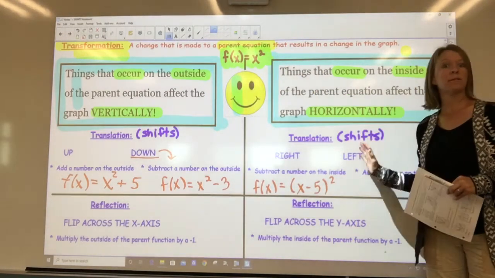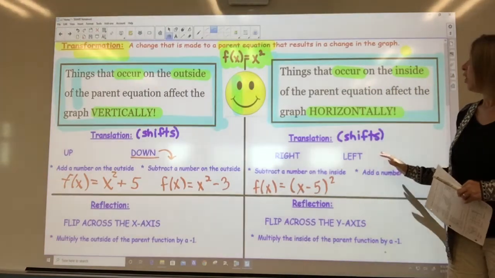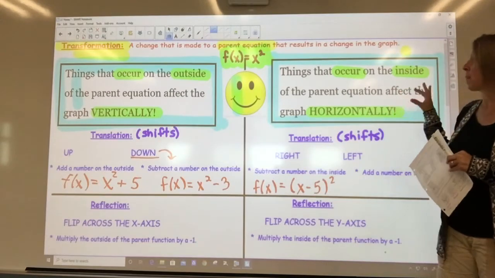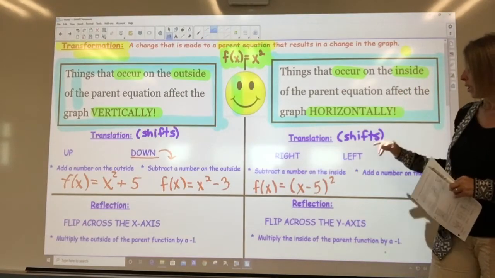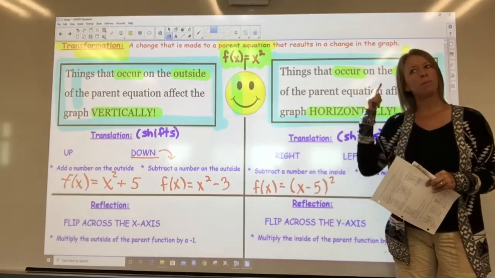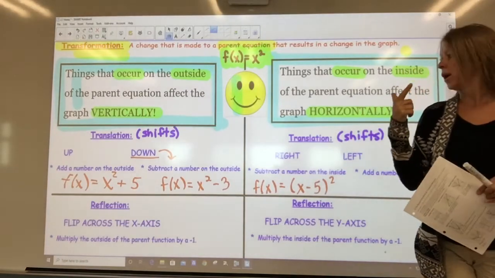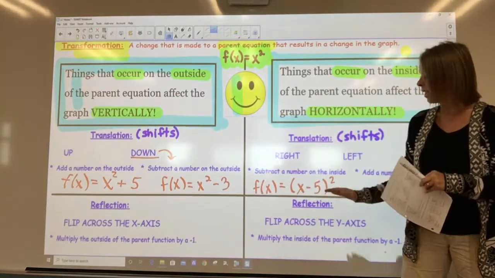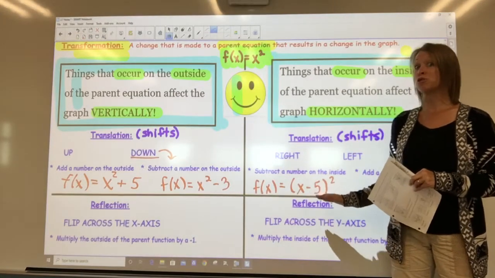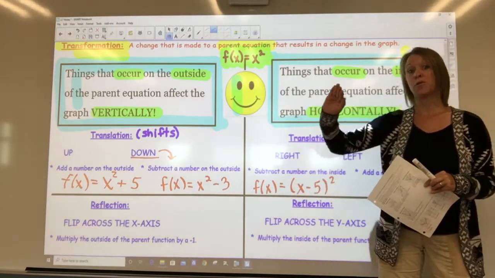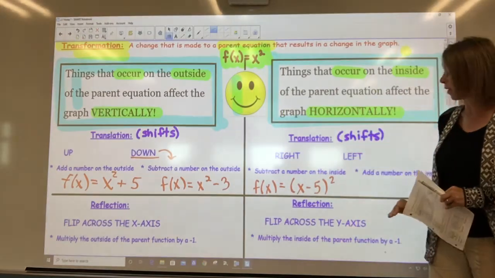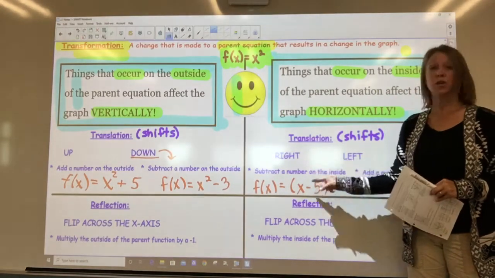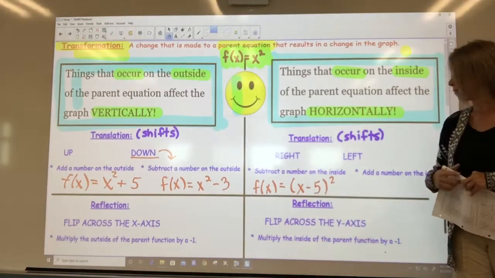Now here's where things get a little kooky. When you make changes on the inside of your parent function, it does not affect the graph in maybe the way that you think that it would. I would think if we're talking about shifting horizontally, that if you subtracted 5, that would shift the graph to the left 5 units, but actually subtracting 5 shifts the graph to the right 5 units.